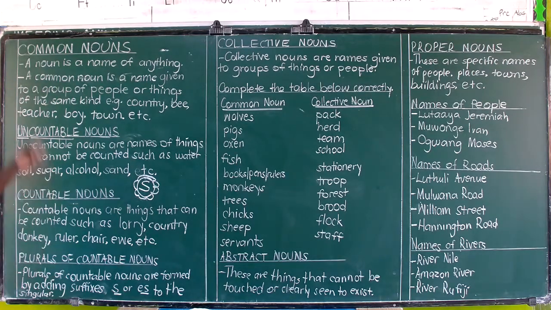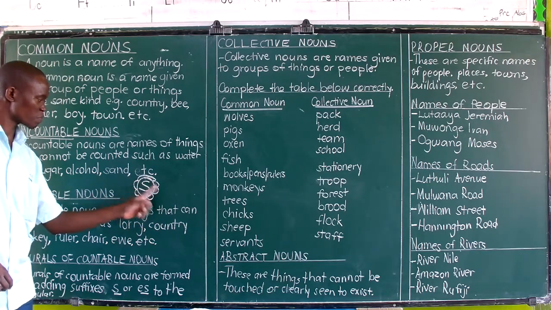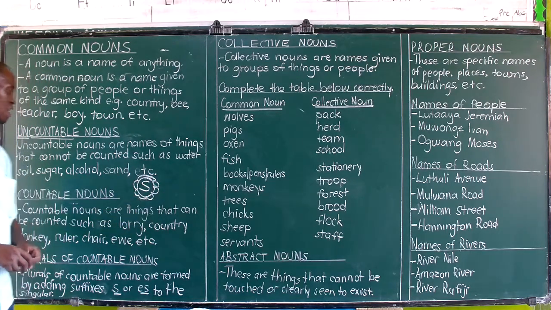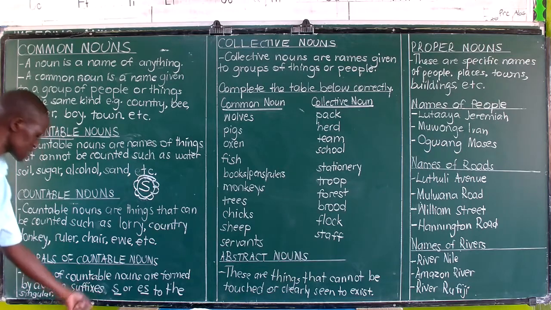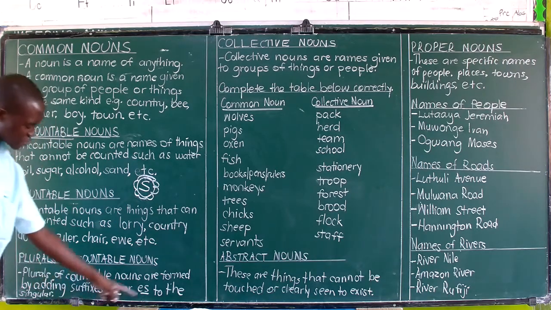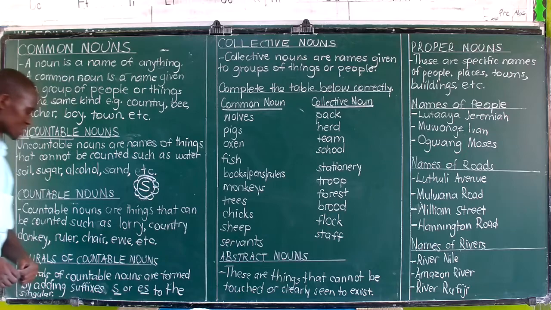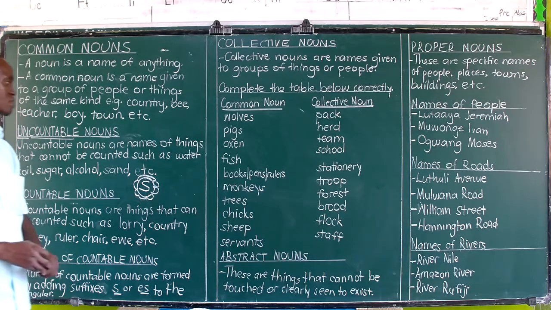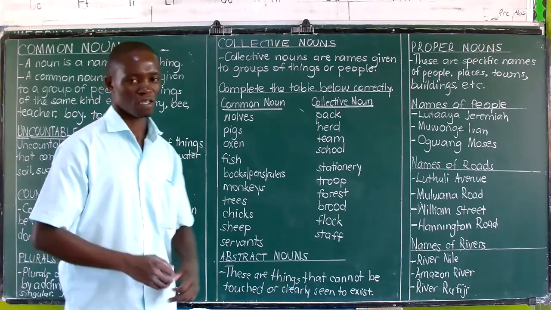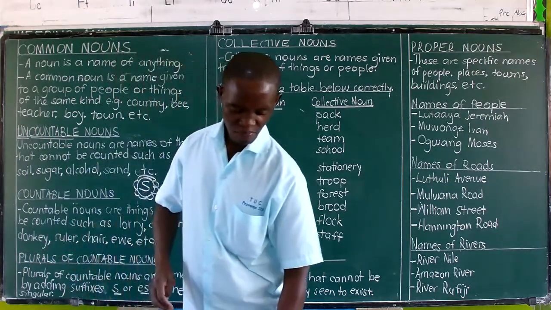Most nouns are changed to plural, from singular to plural, by adding suffix S. Let's read this. Plurals of countable nouns are formed by adding suffixes S or ES. Again, S appears in that suffix. To the singular, you add S or ES. That's how most plurals of nouns are formed. Get the singular noun, add there ES.